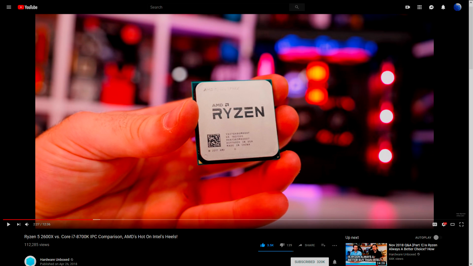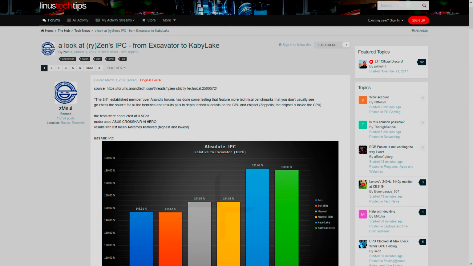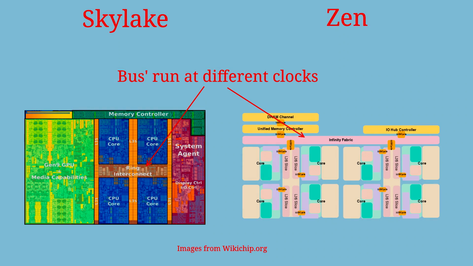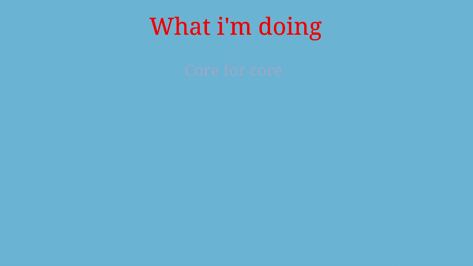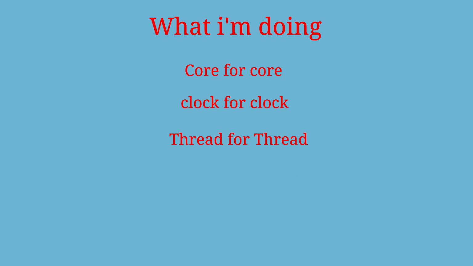So many in the community have done core for core and clock for clock benchmarks of Zen versus Skylake, or at least they think they have. However, I don't feel that they actually have. The reason for this is Intel's Ring Bus and AMD's Infinity Fabric run at different clock speeds, and those haven't been accounted for. So in this video, I'm going to be doing testing on Zen and Skylake in a core for core, clock for clock test with both SMT enabled and disabled, with the Ring Bus and Infinity Fabric running at the same bandwidth.